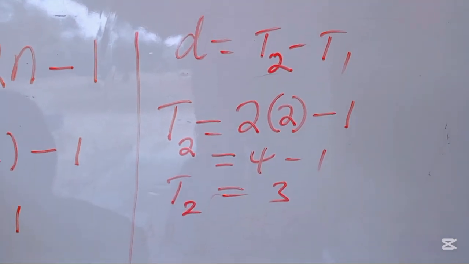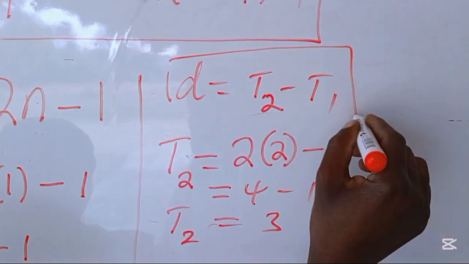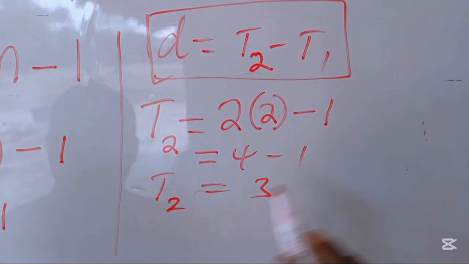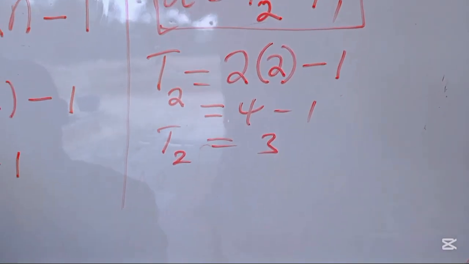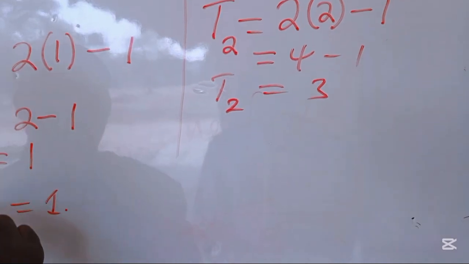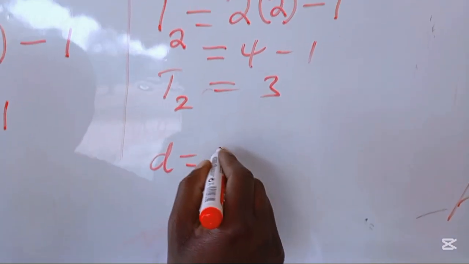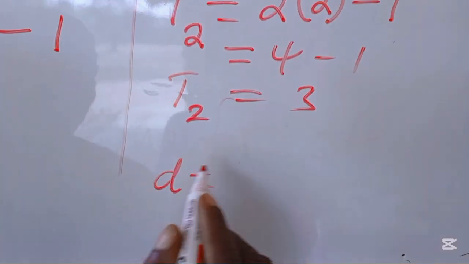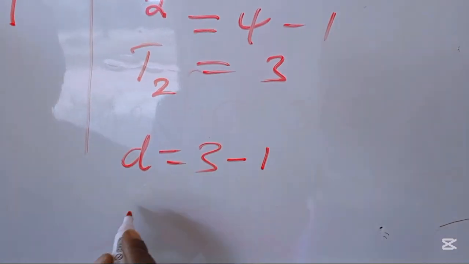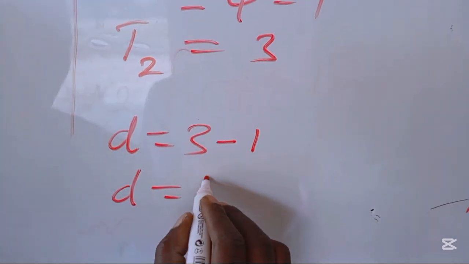Now how do we get the common difference? I'm looking at the question they asked me first, where they say I should find the first term. My first term is A is equal to 1, or you can just say T1 is equal to 1, it's fine. Now the common difference D is the second term, which is 3, minus the first term, which is 1. So my common difference is 2.